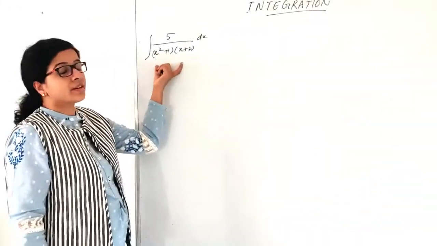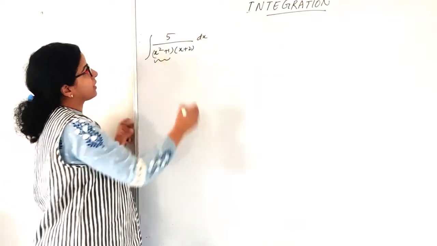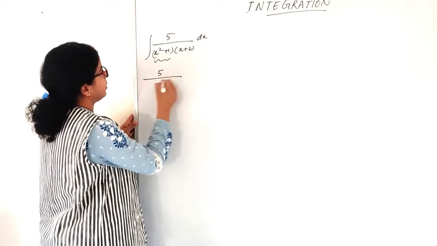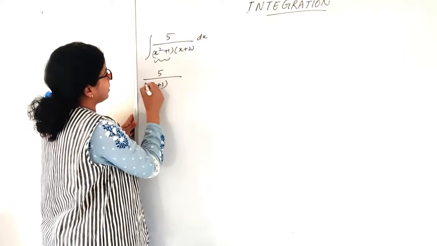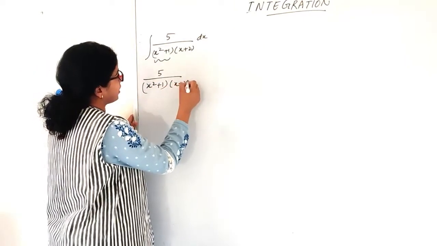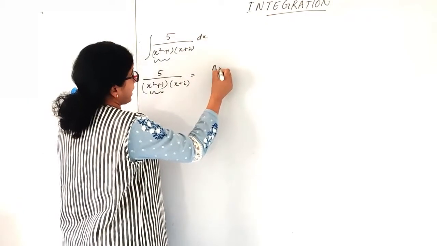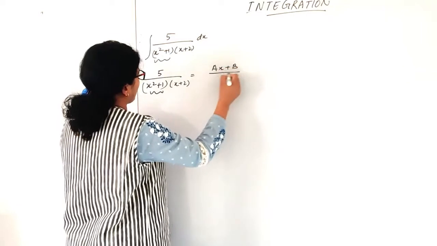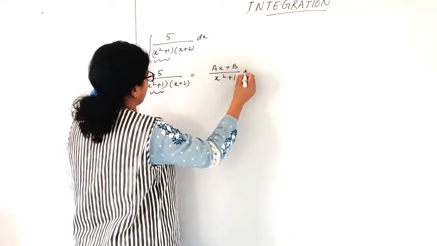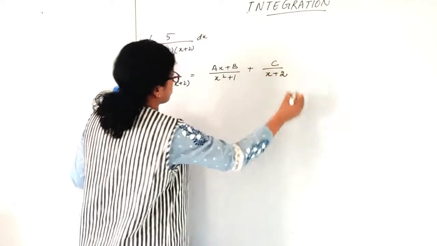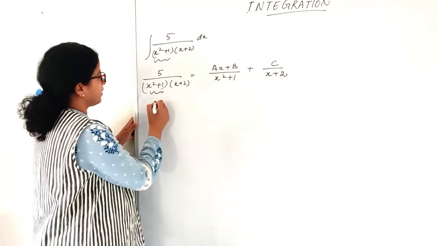So now let us check, if I have a quadratic in the denominator, how we are going to solve it. So it is 5 upon (x square plus 1) times (x plus 2). So whenever I have a quadratic, I can write this as (ax plus b) upon (x square plus 1), plus c upon (x plus 2). Is it clear? Now let us take the LCM.